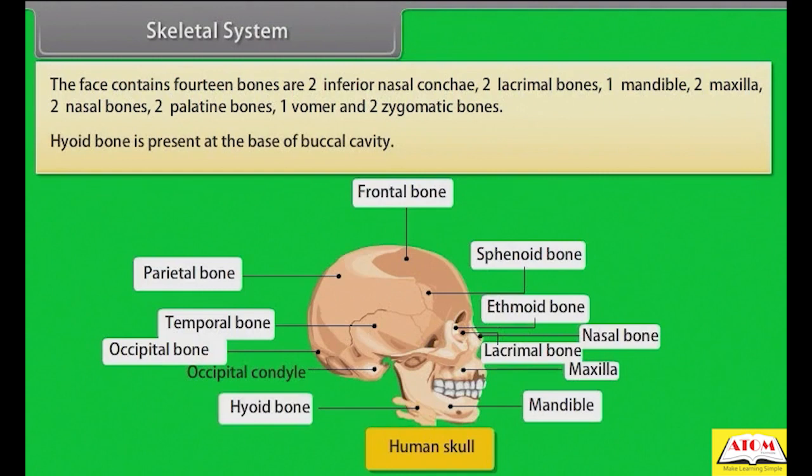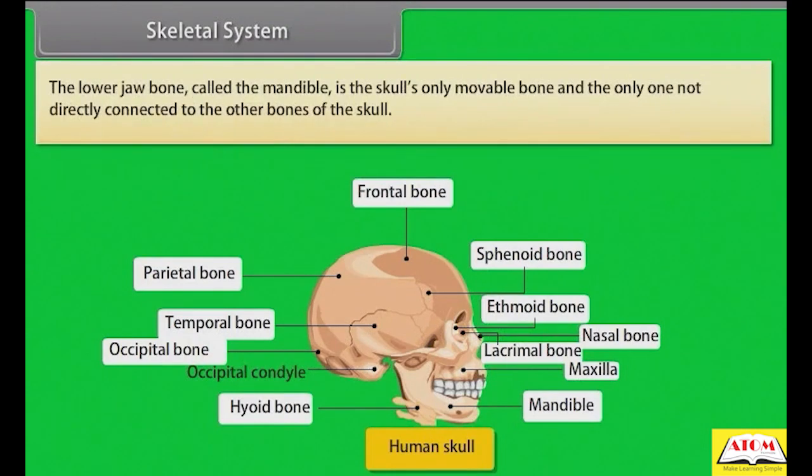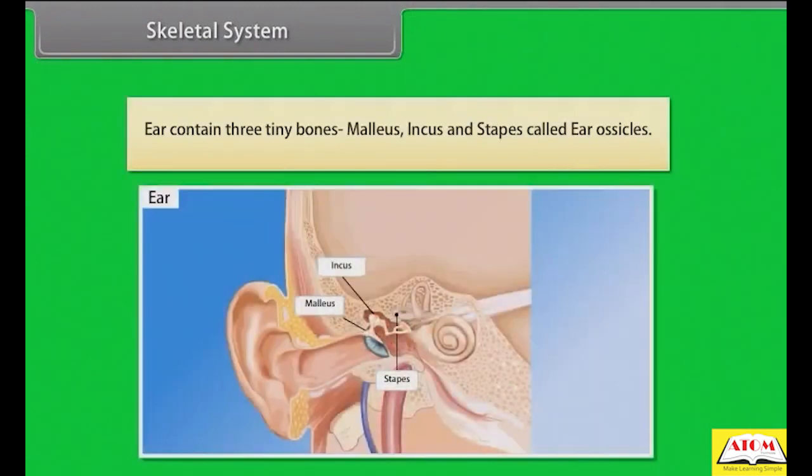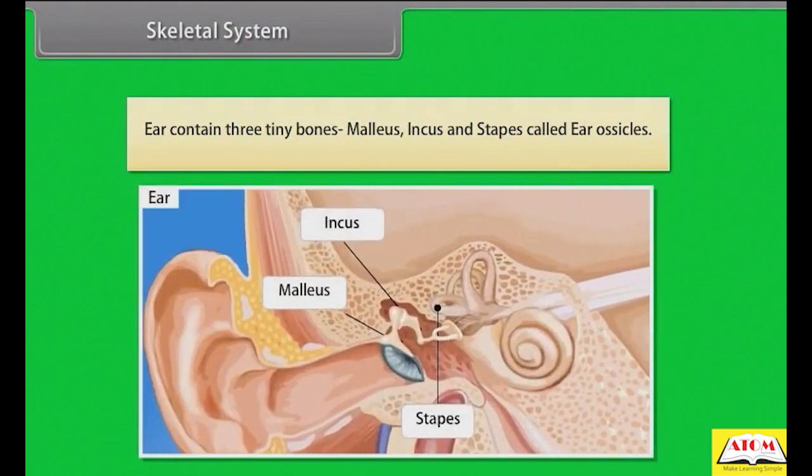Hyoid bone is present at the base of the buccal cavity. The lower jawbone, called the mandible, is the skull's only movable bone, and the only one not directly connected to the other bones of the skull. Ear contains 3 tiny bones, malleus, incus and stapes, called ear ossicles.